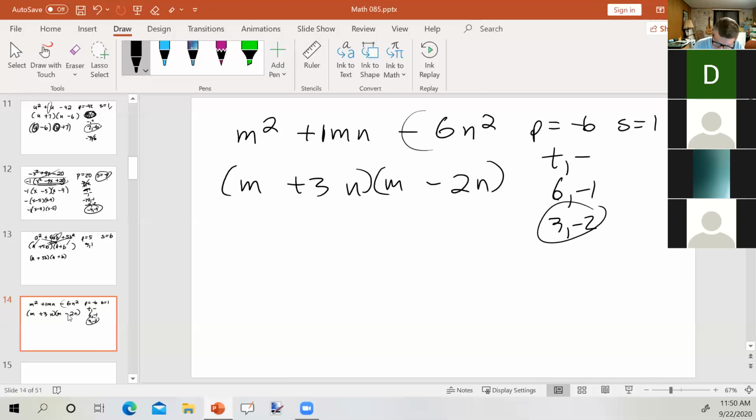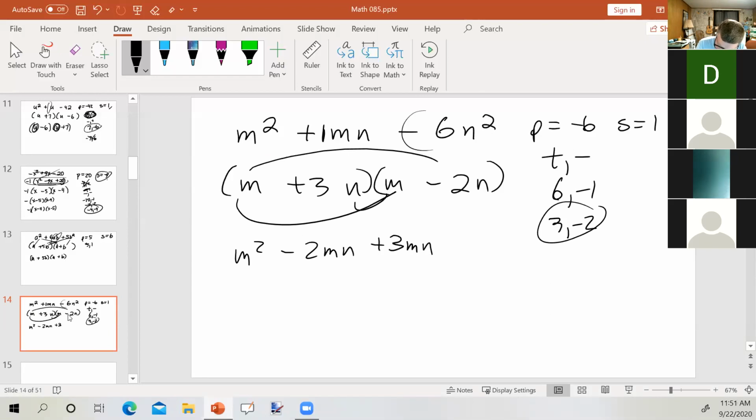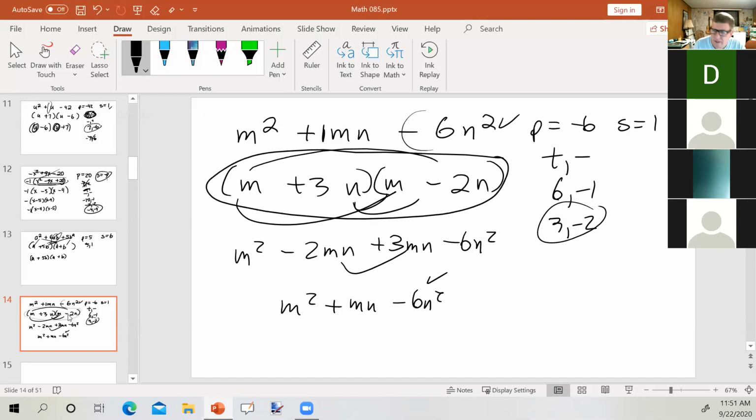And again, checking my work, m squared minus 2mn plus 3mn minus 6n squared, combining like terms, m squared plus mn minus 6n squared, and it matches. So here is my correct answer. And then I went on and checked it to make sure I got back to where I started. Okay.